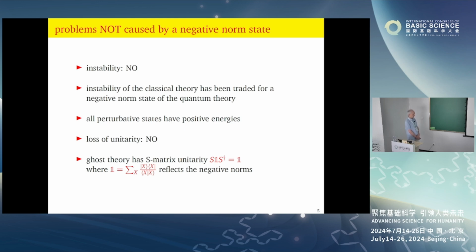The other thing you may often hear is so-called loss of unitarity. Well, that's not true either. A ghost theory has S matrix unitarity. When you write that condition down, the unit operator there is the one that comes out of the completeness relation. The completeness relation does reflect the negative norm.